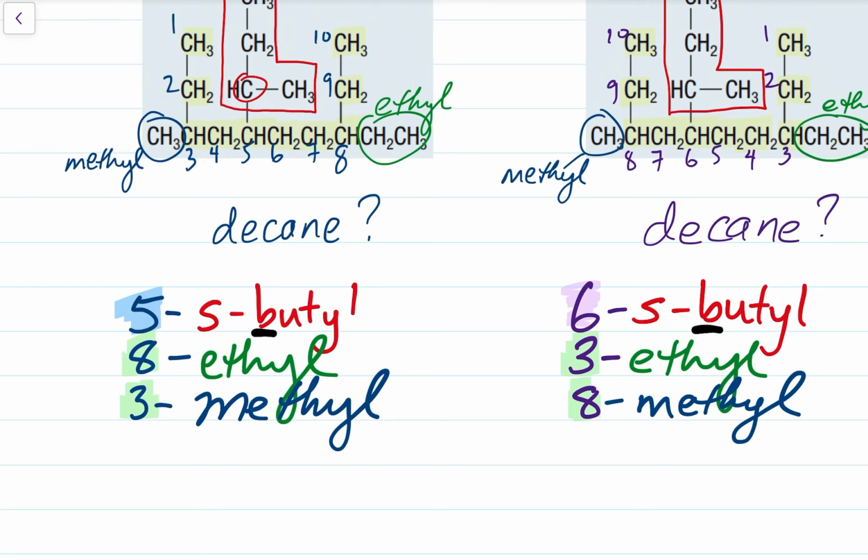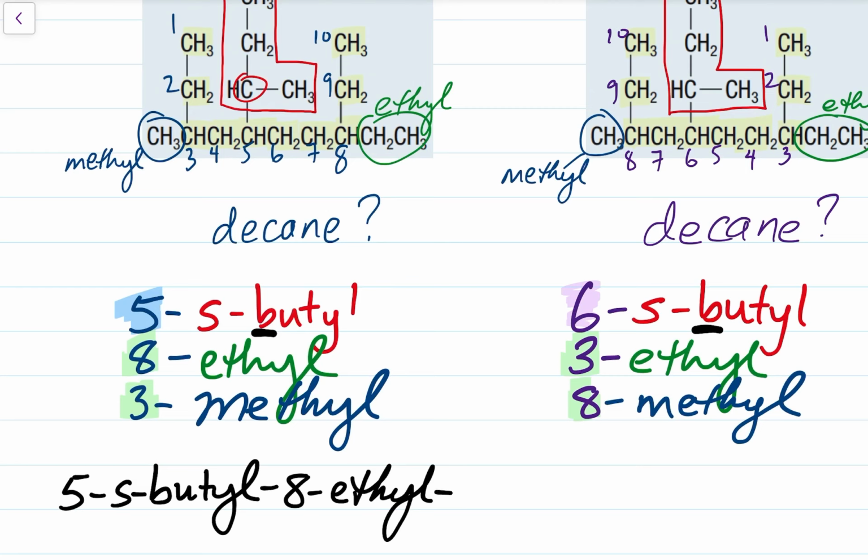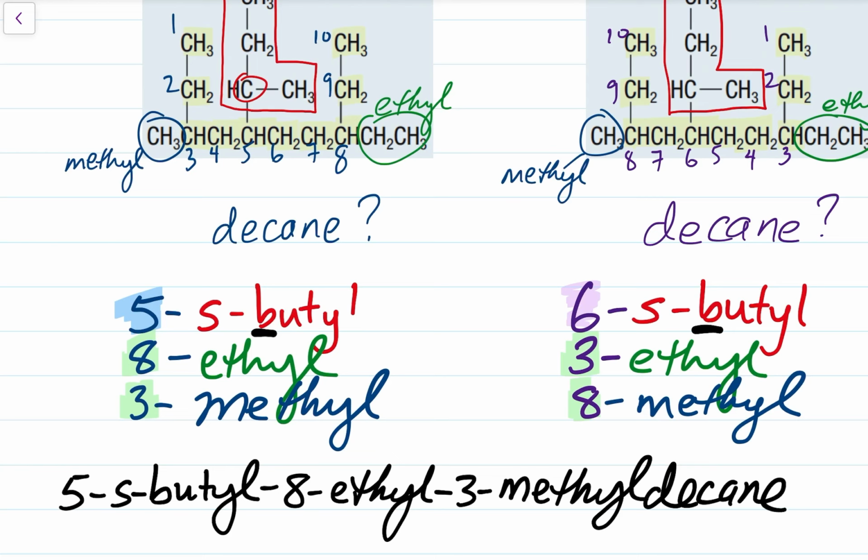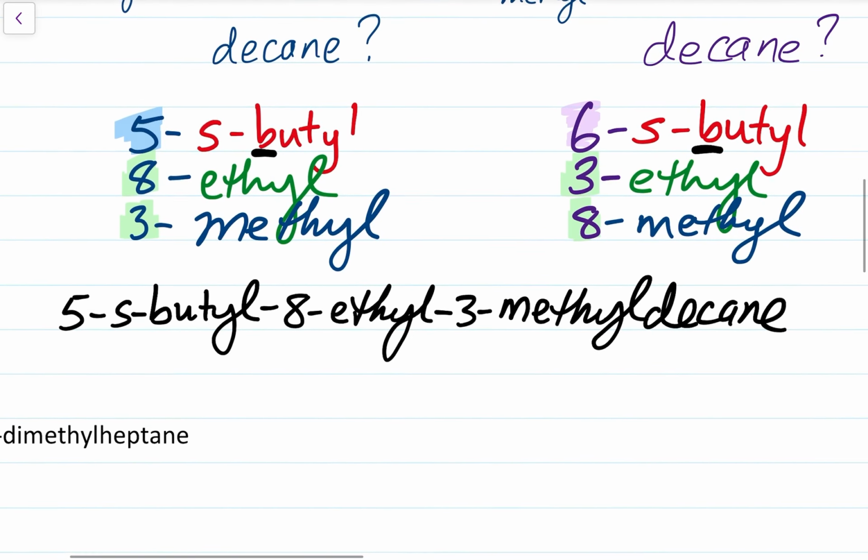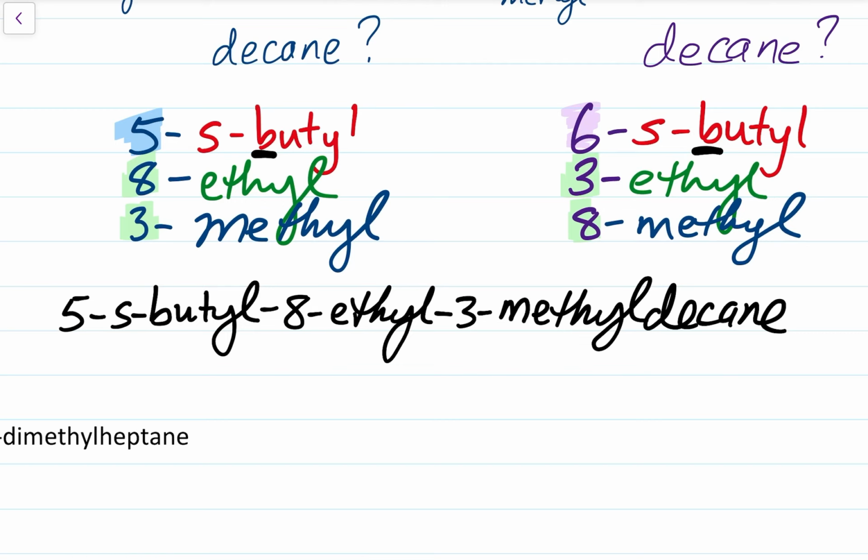So, this beast is going to be called 5 S-butyl, or if you wrote sec-butyl, that's cool too, dash 8 ethyl dash 3 methyl decane. Whew. All right, so we got our everything's alphabetical order. We got our lowest numbers possible. And that final branch merges right with the parent chain. Okay, so that's the correct answer for that one.